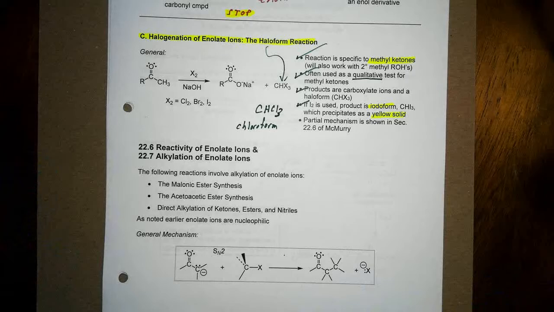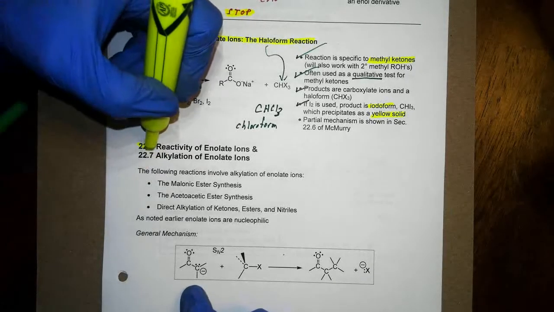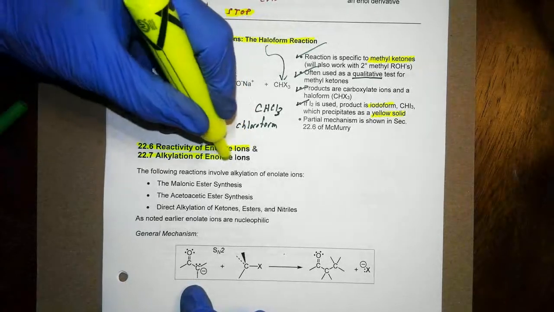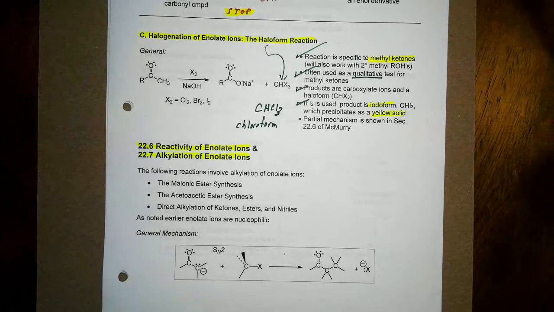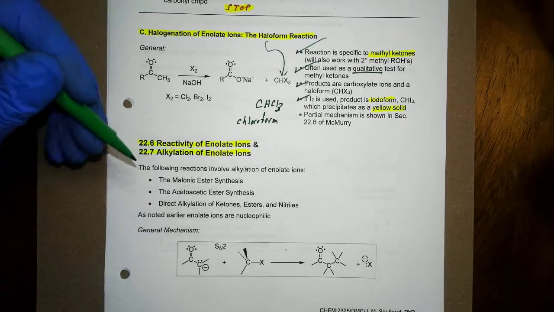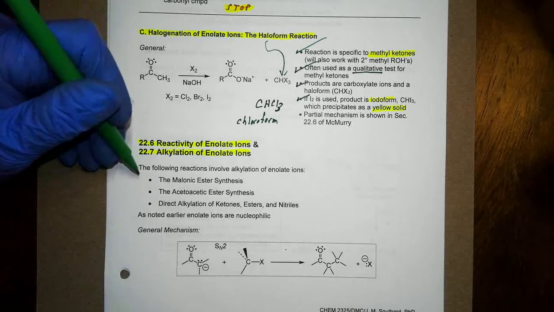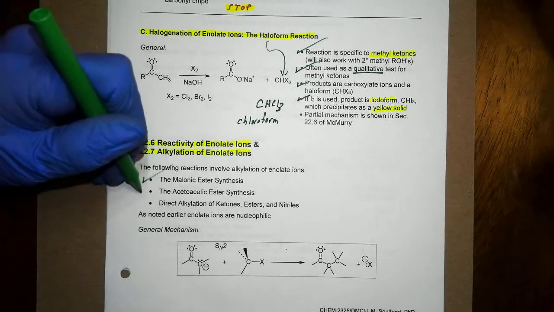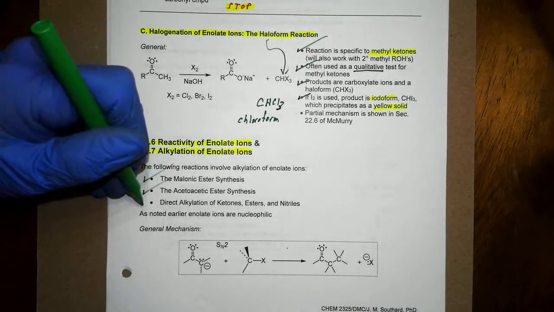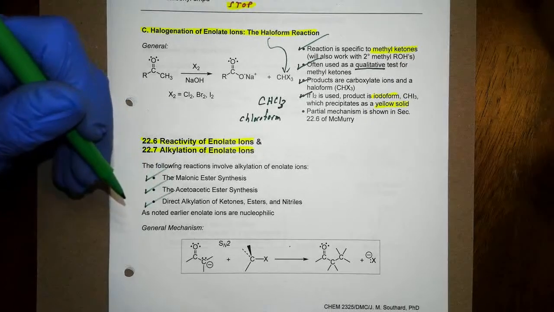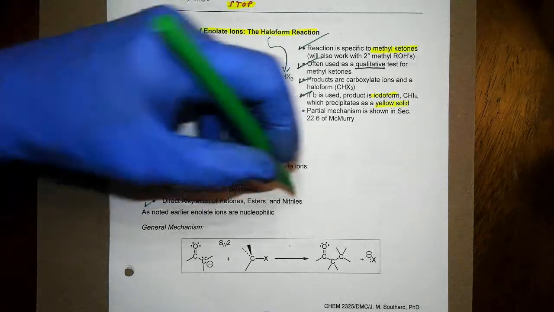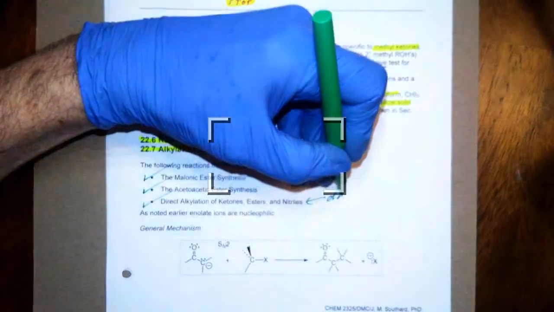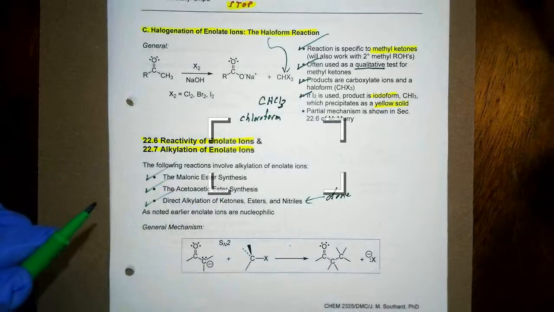Let's pick up on the more important parts of this remaining chapter 22. We'll talk about the reactivity of enolate ions and alkylation, which we've already done, but we're going to look at a few other ones. The following reactions involve alkylation of enolate ions. One's called the malonic ester, one's called the acetoacetic ester, and the one we just did was direct alkylation of ketones, esters, and nitriles. We've already done that one, but we haven't done these two.